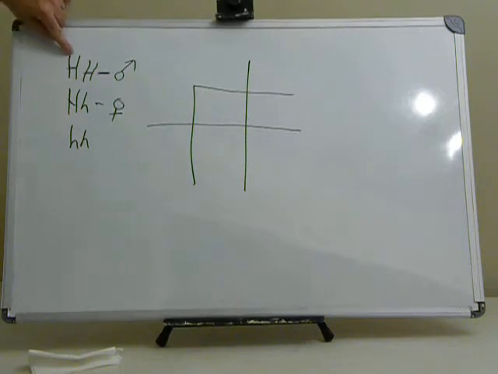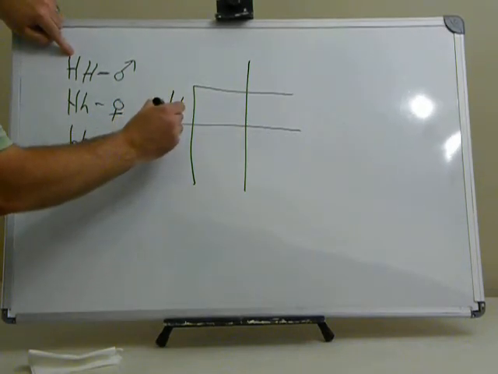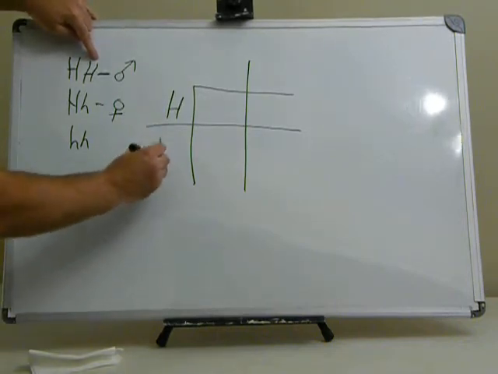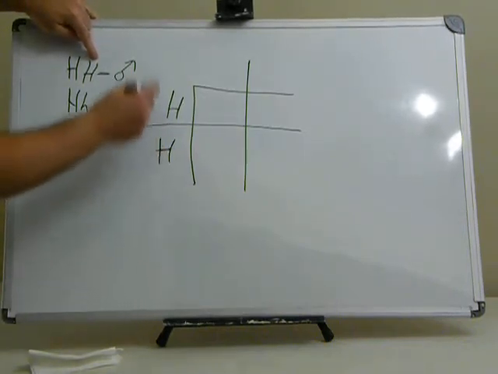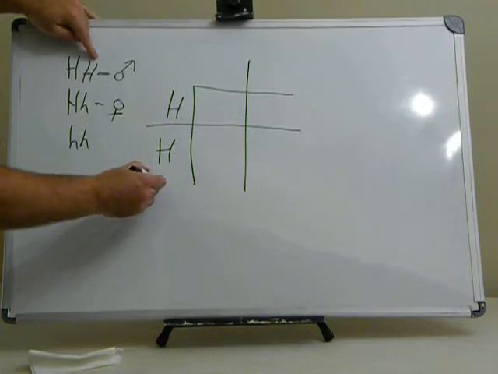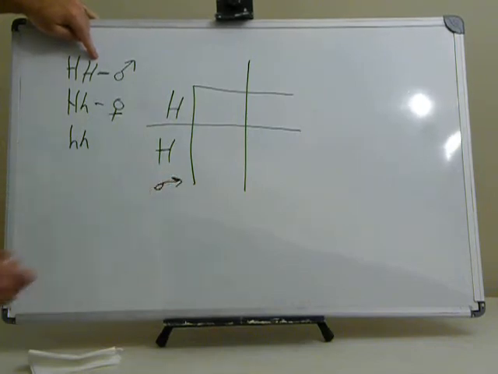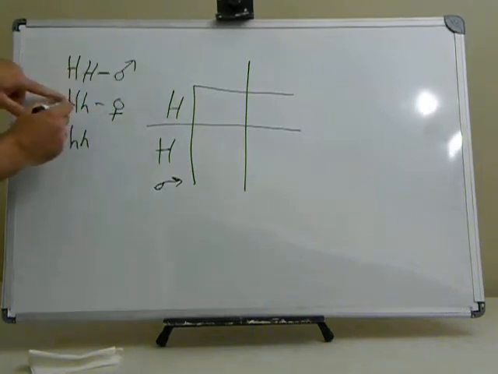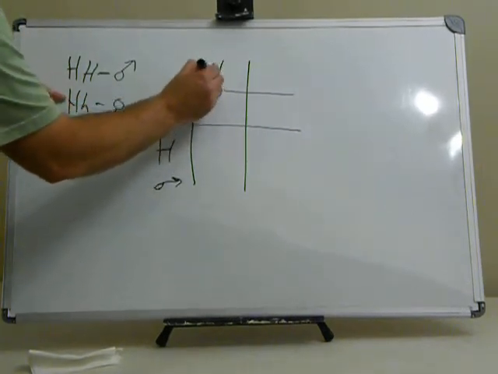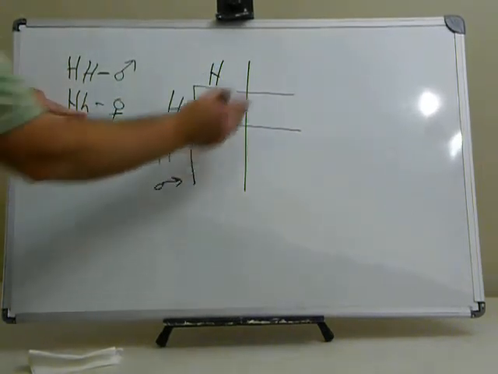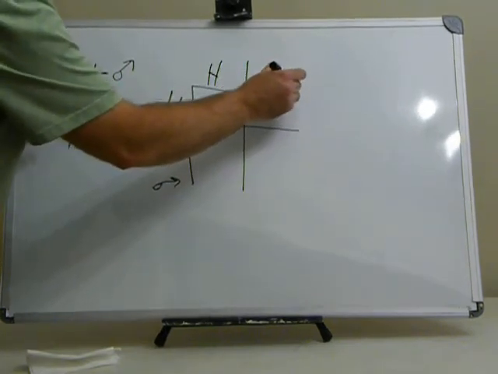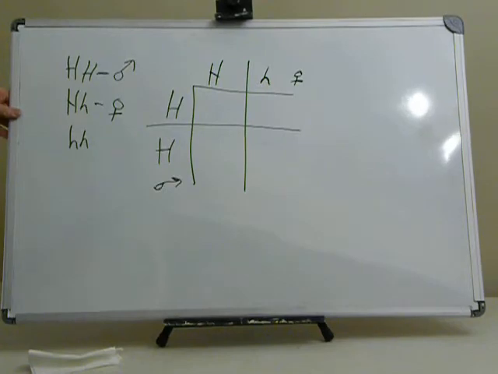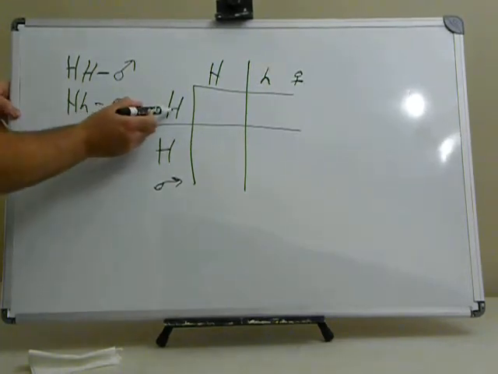Daddy could contribute this big H, so we'll put it right here. Daddy could instead contribute this big H. We'll put it right here. So here's Daddy's possible contributions. If we take Mama and plug her into the top, she could contribute this dominant allele, or she could contribute the recessive allele. So here's Mama's contribution.